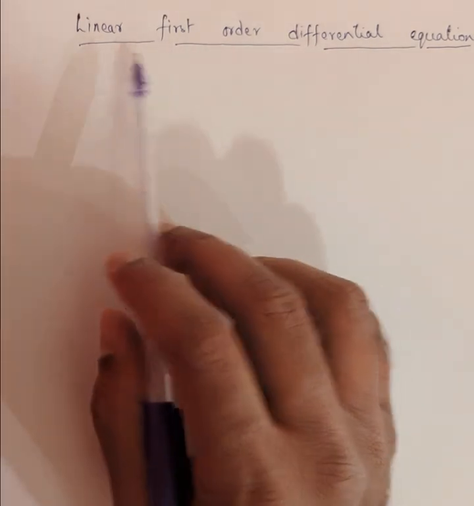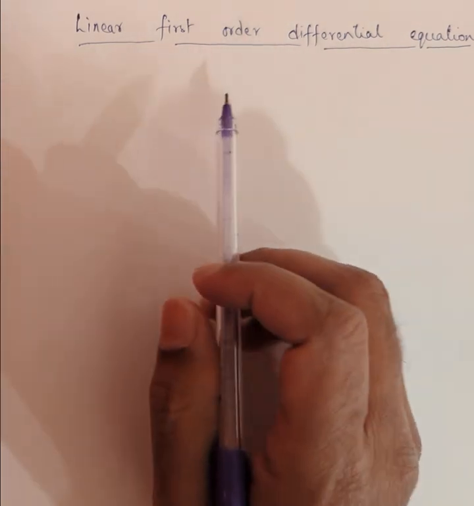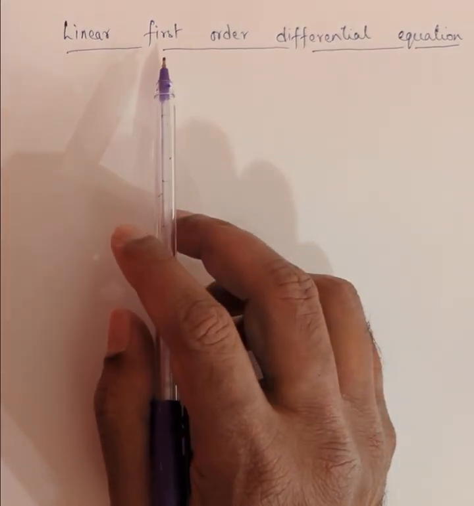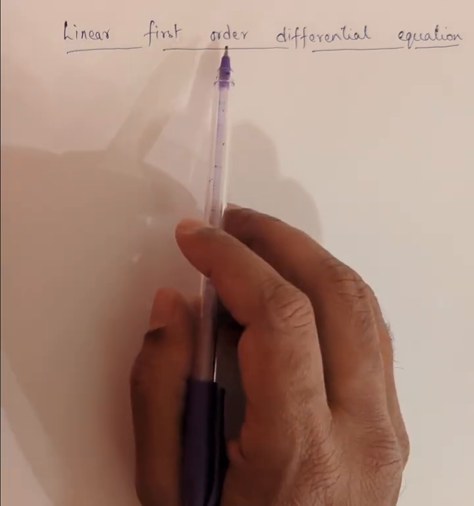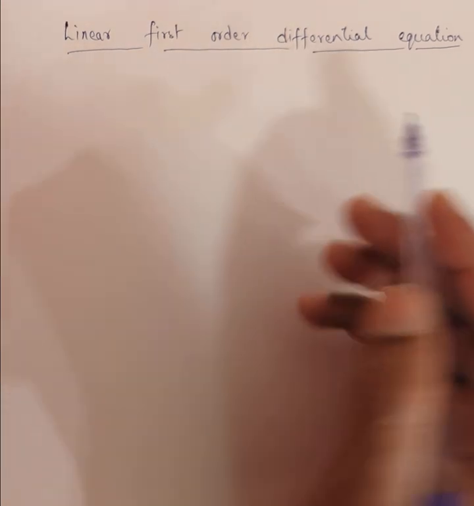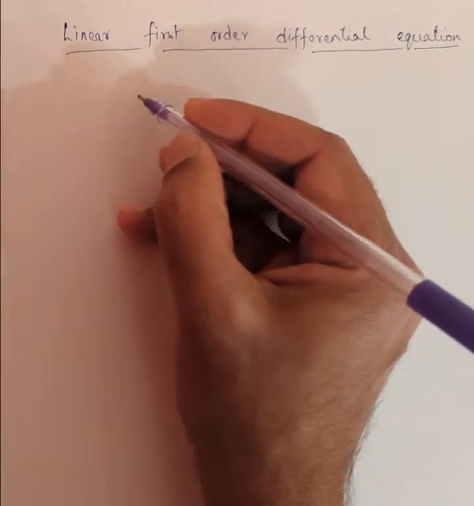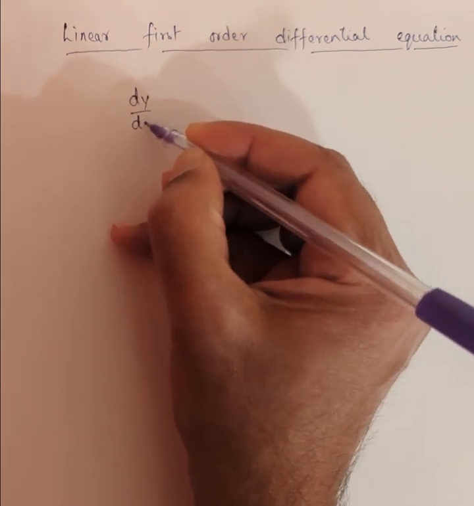If we turn our attention to studying linear differential equations, then we want to look at the simplest of all. And the simplest would be the first order. So, how does a linear first order differential equation look like? Well, it's going to have a first order derivative. So, let's say dy over dx.